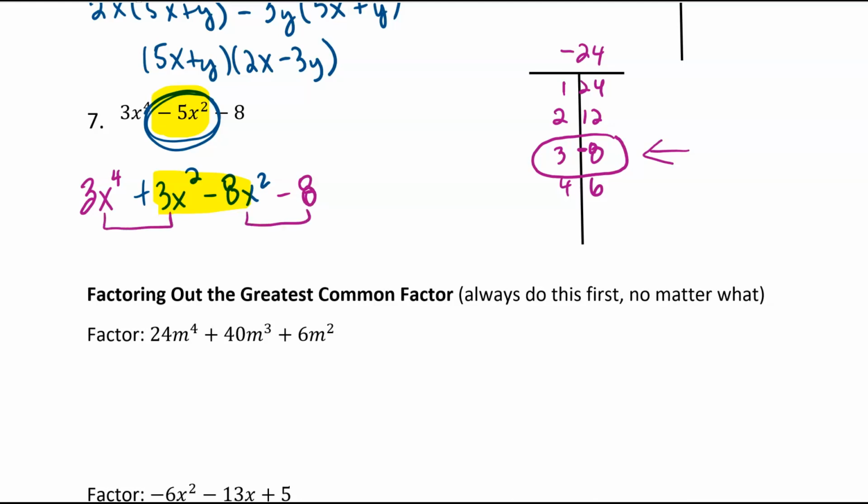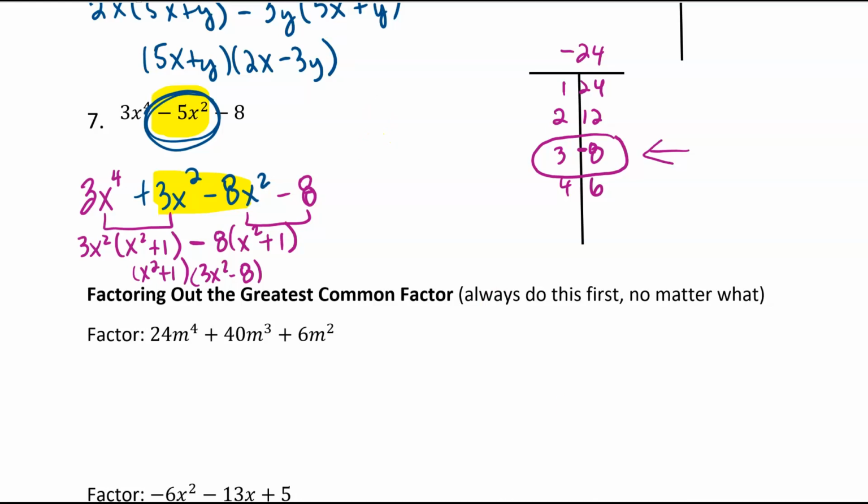Let's group. Now what we have in common here is a 3x squared, then we have times x squared plus 1. And we also have a negative 8 in common, and that's why we'll also get x squared plus 1. So what is the final answer for this particular problem? The final answer is x squared plus 1 times 3x squared minus 8, or vice versa.